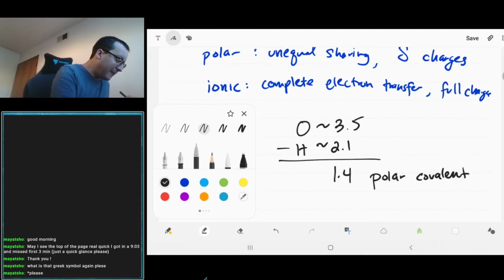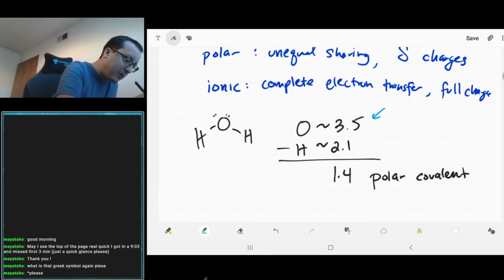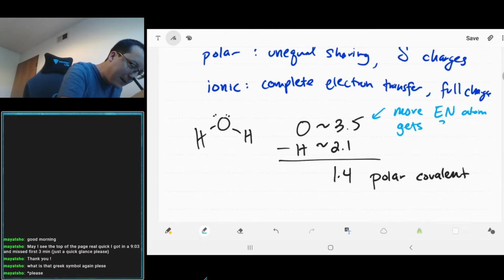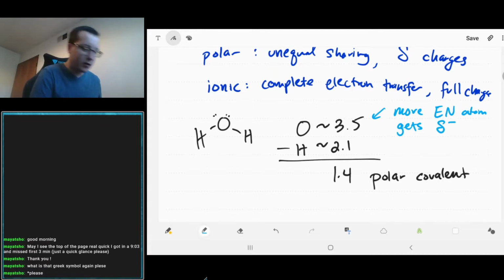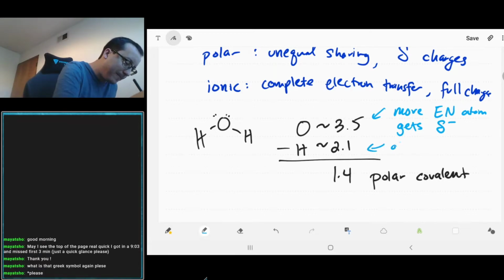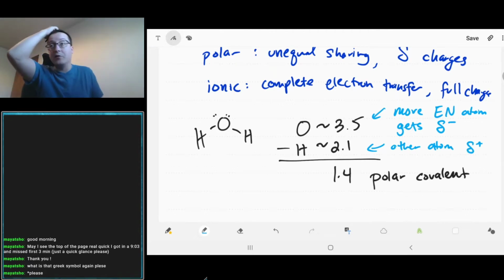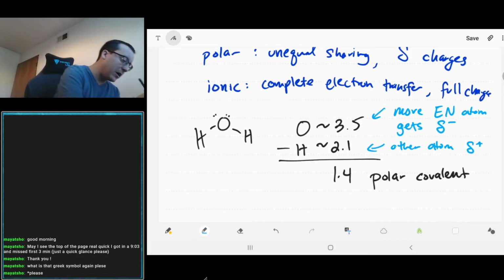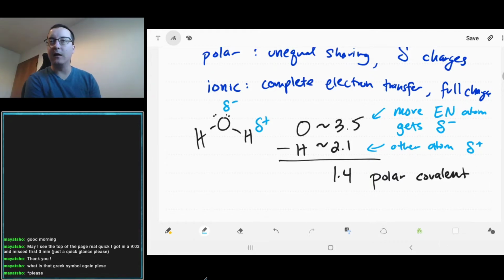And just so you know, the more electronegative atom gets the partial negative charge, the other atom gets partial positive. Okay, and so that's why we saw earlier that we had those partial charges on our water molecule.